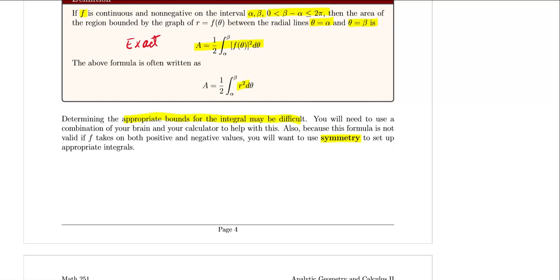Okay, now the last thing that I want to mention here is that this formula is only valid if f takes only either positive values or negative values. Again, we're going to be using symmetry to avoid complications. Alright, so without further ado, let's take a look at a couple of examples.